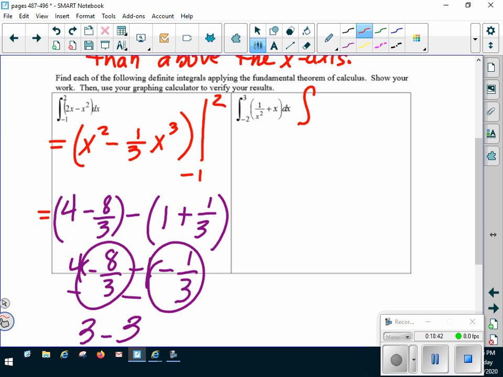On a problem like this, I'm going to do a rewrite first, and I'm going to rewrite it like this. It's much easier for me to take an antiderivative with a negative exponent than with a fraction. What's that going to be? x to the -1 over -1.